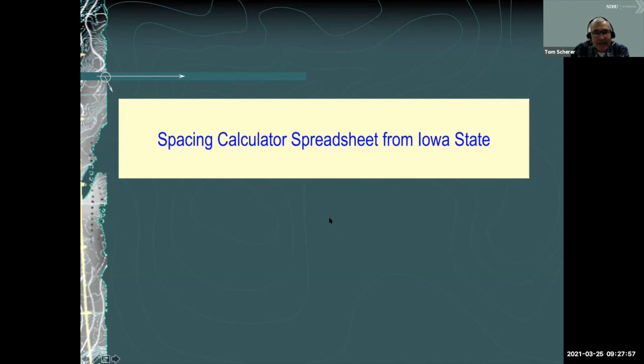So we also have a spacing calculator spreadsheet from Iowa State that we can send people. It does the same thing, although it's an Excel file, so you wouldn't have to go online. You can do it on your computer.